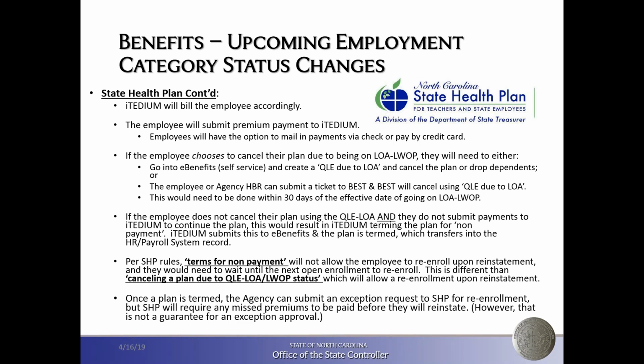When employees get the action for a leave of absence, it cancels their ESS access through our self-service. But if they are still able to get into e-benefits, they can do their own qualifying life event for a leave of absence and cancel the plan or drop the dependents from their plan. If the employee does not have access to e-benefits, they can either contact us or the HBR can contact us through a ticket, and we will cancel that insurance coverage or the dependents, whatever the employee is choosing to do, using that qualifying life event due to a leave of absence.